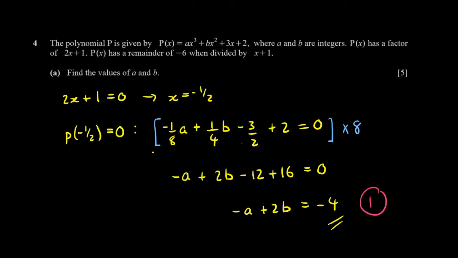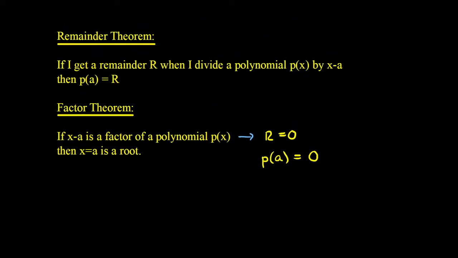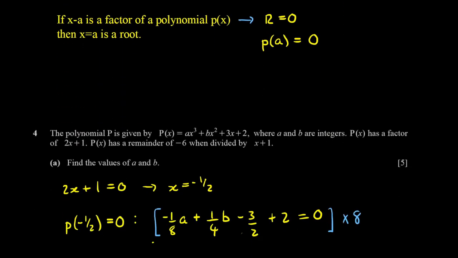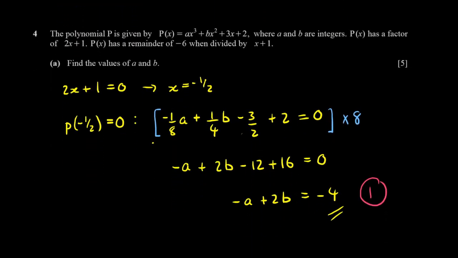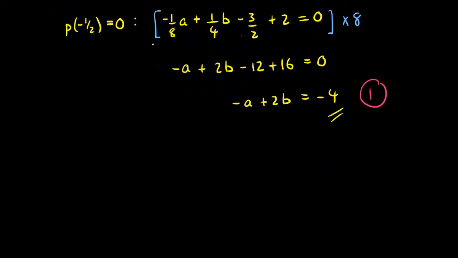Okay, second statement. We are told that P of x has a remainder of -6 when it's divided by x plus 1. Well, the remainder theorem tells us that if we substitute in -1 into the polynomial, we should get -6. Why is it -1? If we go back to the remainder theorem for a second, it says that if we divide by x minus a, then if we substitute a in, we get r. So it's x minus a here. We can think about x plus 1 as being x minus -1, so hence that's why we substitute in -1.